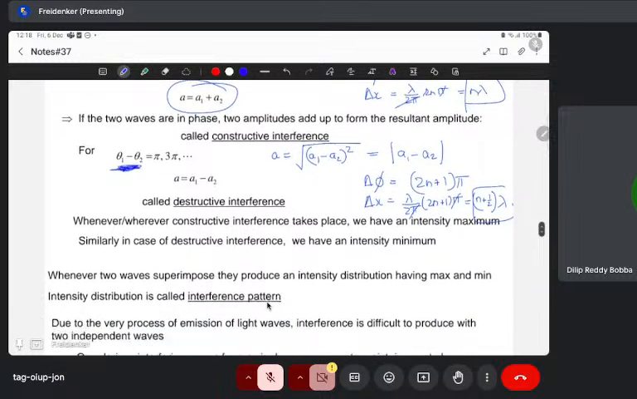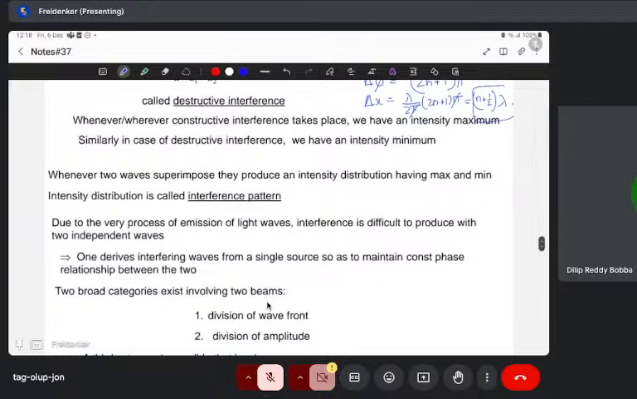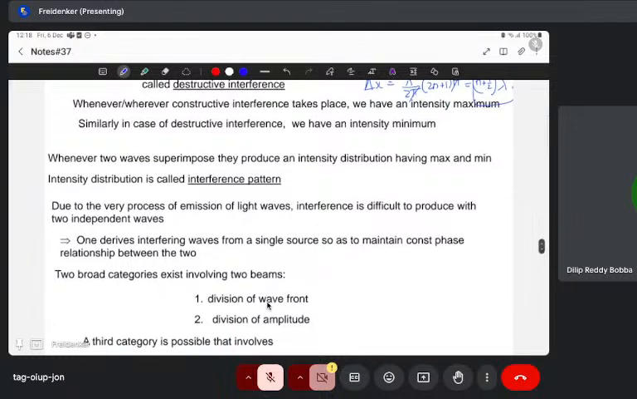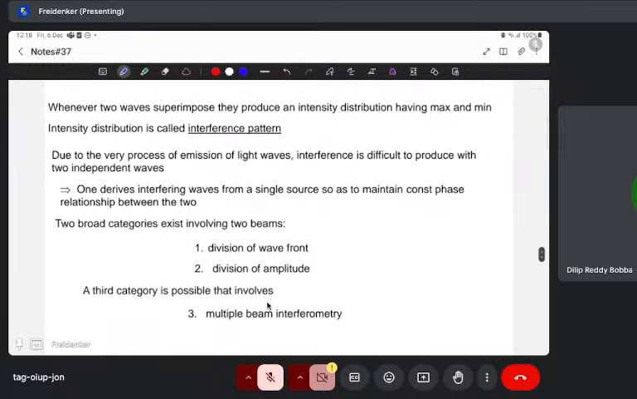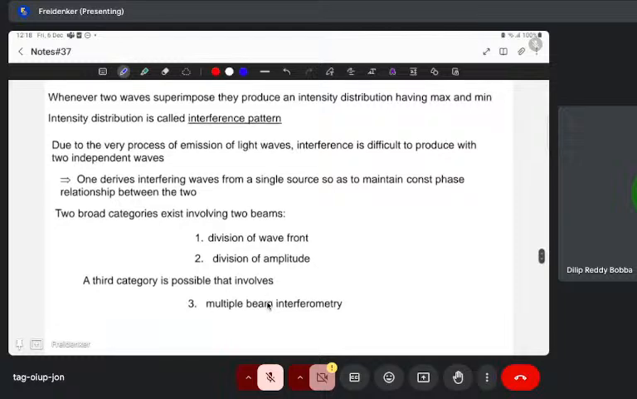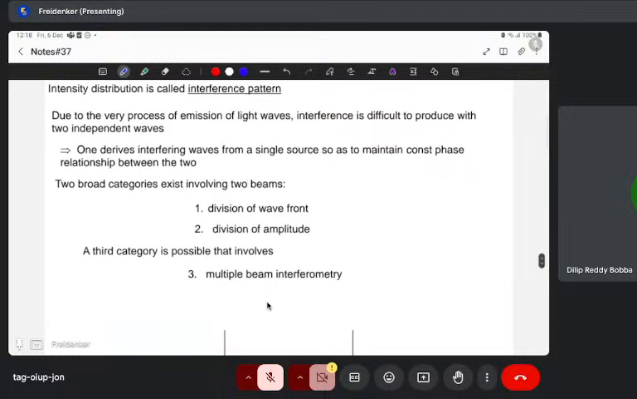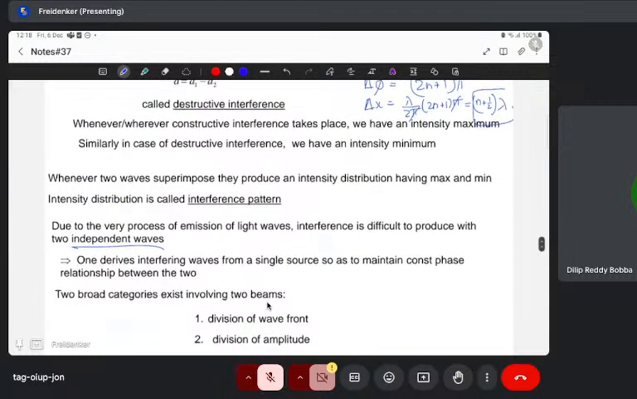So at constructive interference, intensity is maximum because amplitude is maximum. If amplitude is maximum, energy is maximum. That's why intensity is maximum. Okay, you get something called interference pattern. If you're using two independent waves, then it's very difficult to ensure that they have the same frequency and all those things. That's why if you use the same source, they'll have the same frequency, they'll have the same phase as well. I think that is probably what they're looking for.